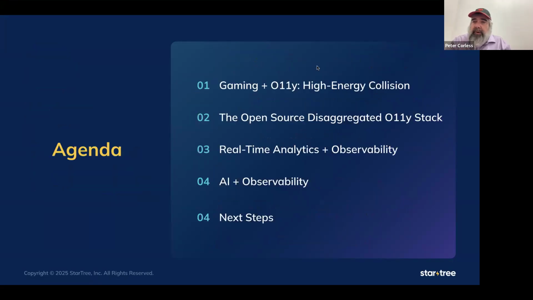So the agenda we're going to go through today is gaming and observability, how this is a collision of forces that are going on, and how this is resulting in a requirement for an open source disaggregated stack. And what does that mean? Where does real-time analytics play into observability? How does AI play into observability? And what kind of next steps should we be thinking about taking after we've talked about this?